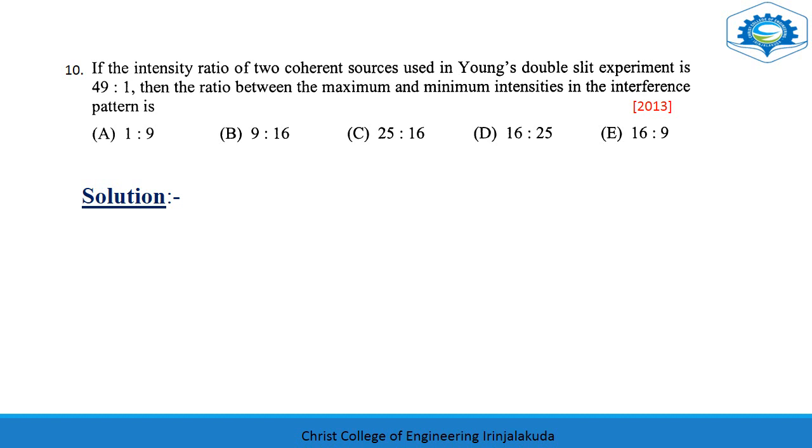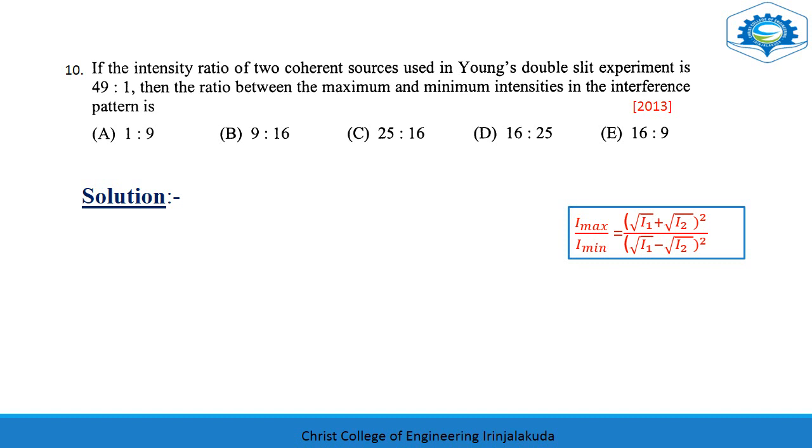Next question from 2013 paper. If the intensity ratio of two coherent sources used in Young's double slit experiment is 49:1, then the ratio between the maximum and minimum intensities in the interference pattern is. Options given.